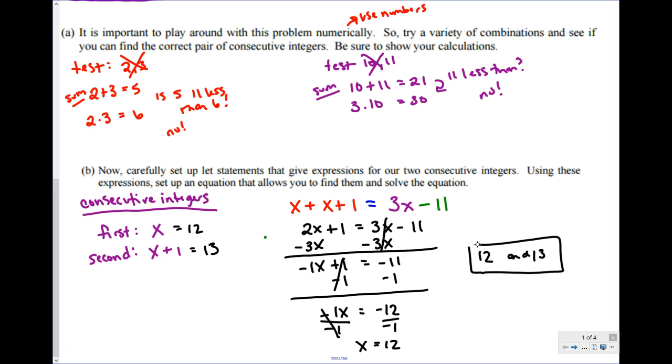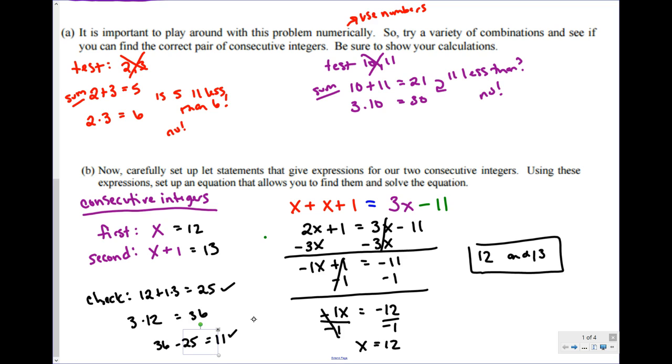Now I could check it. I could say, okay, well, what is 12 plus 13? 12 plus 13 is 25, and 3 times 12 is 36, and is 36 minus 25 11? It sure is. So both the sum works and my 11 less than works as well.